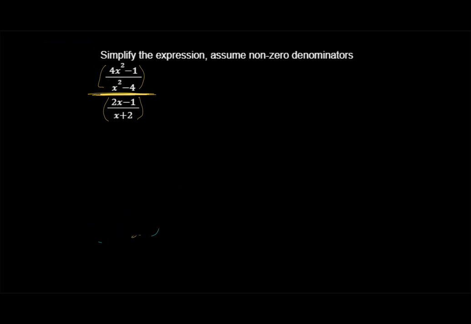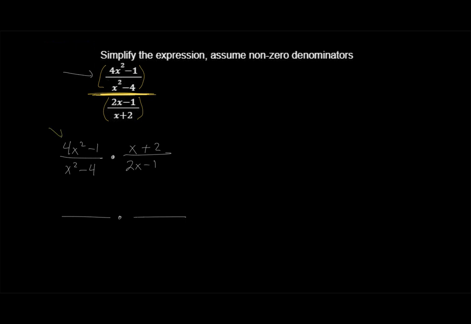fraction bars really is just division. So I'm just going to do keep, change, flip like we did for the division one. We'll keep the top fraction, that's our first fraction, the same, 4x squared minus 1 over x squared minus 4. We'll change it to multiplication and we'll flip that bottom fraction, x plus 2 over 2x minus 1. Now it's just a matter of factoring everything and then canceling.